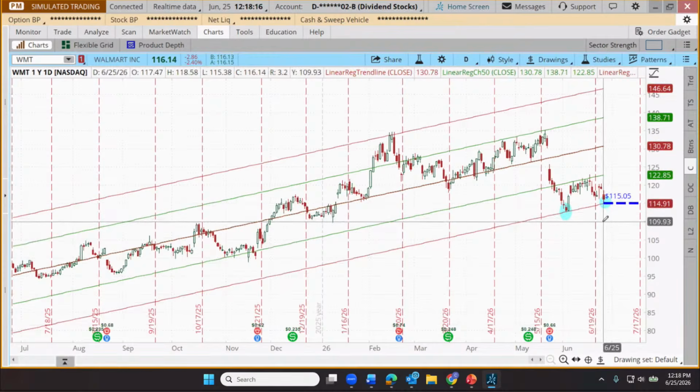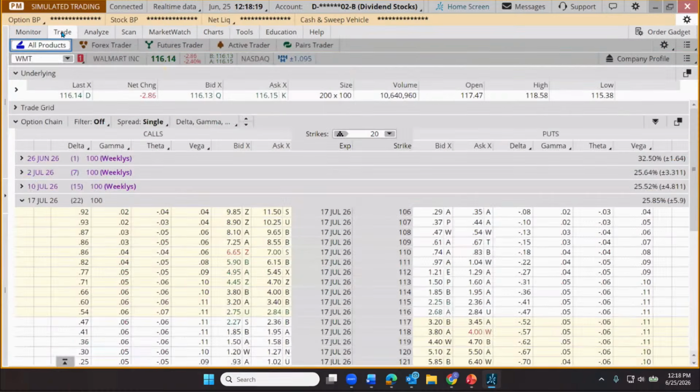Now, let's also look, and I haven't looked at the option chain. Let me take a peek over here at Walmart, see what's available for July 17th. And we do have dollar increments here.